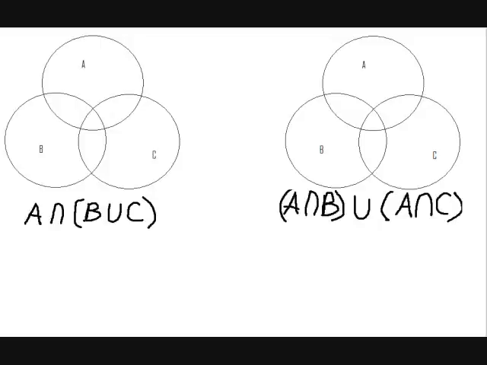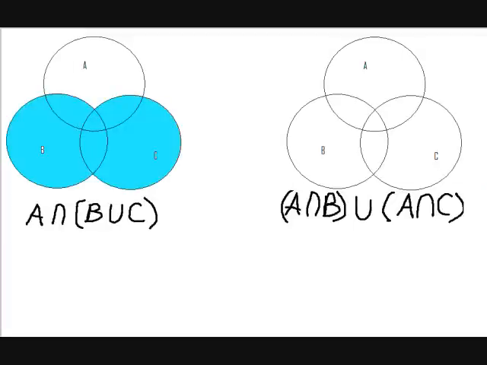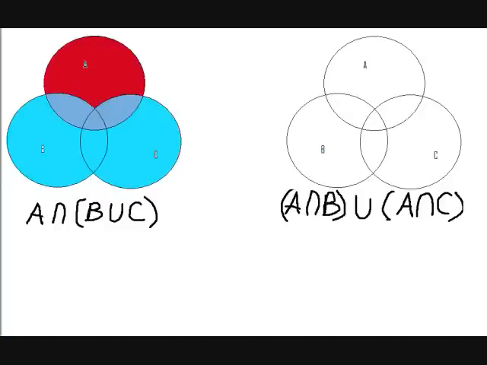Sets have a kind of distributive property of intersection over union. Let's compare these two Venn diagrams here. First, we'll do B union C, and then intersect that with A. See the little butterfly shape?